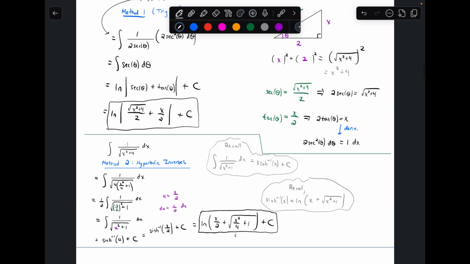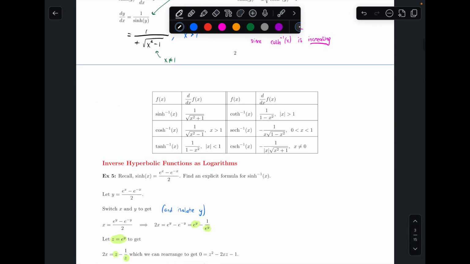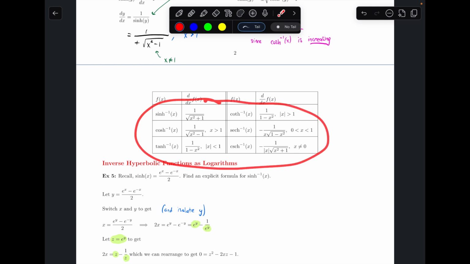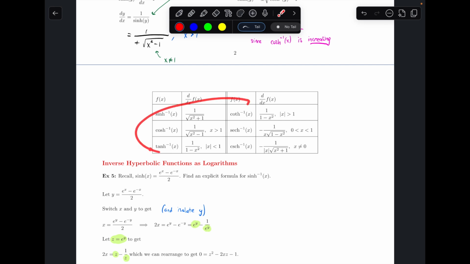So for problems like this, like these formulas for the derivatives of these inverse hyperbolic sines or trig functions, I wouldn't expect you to have these memorized. These are things that, on a quiz or on a test, I would provide you with these formulas.